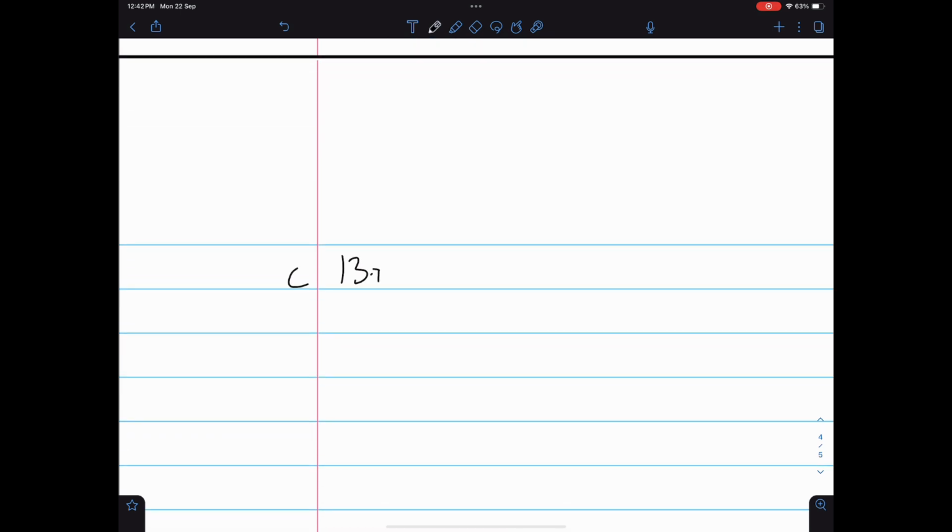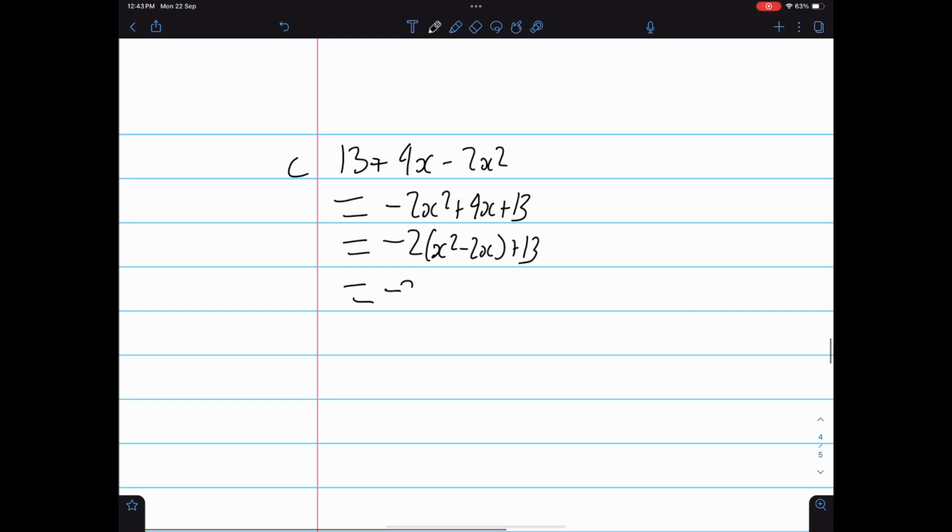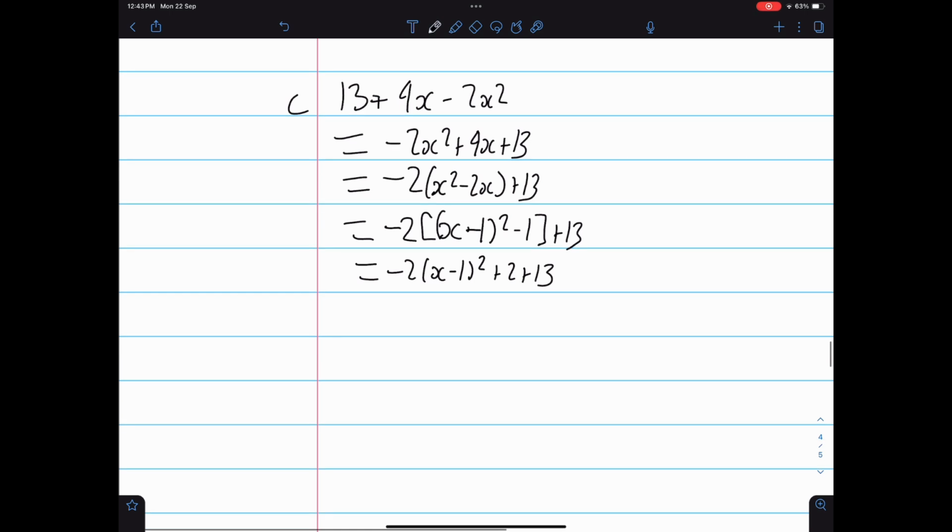(13 plus 4x minus 2x squared). This is equal to minus 2x squared plus 4x plus 13. Divide by that lead coefficient. Complete the square. Bring this to the front.